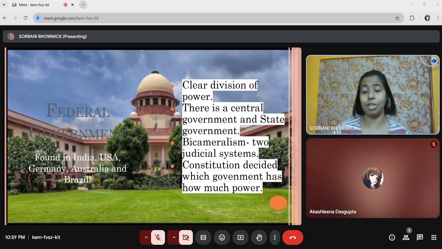Now, the Constitution decides which government has how much power. If we talk about powers, defense is in the hands of the central government. You have a defense ministry, and part of it has been given to the state. How do we know?